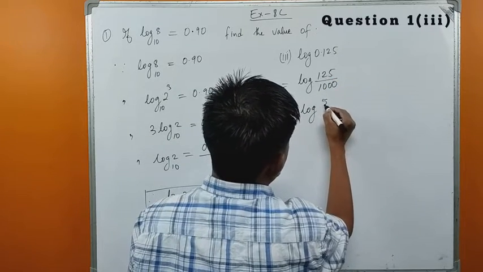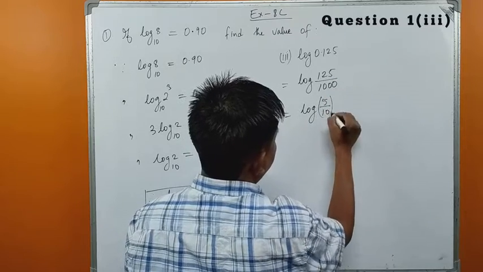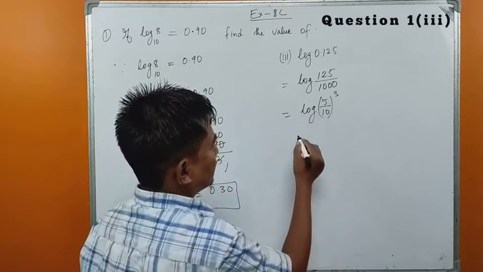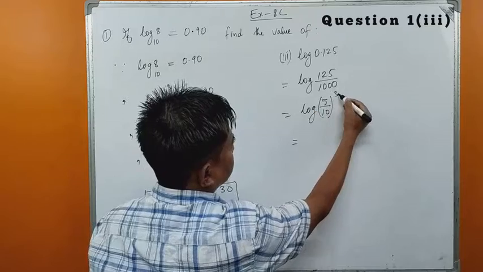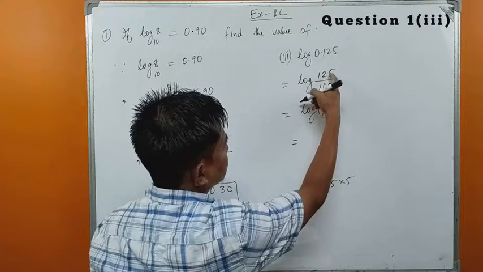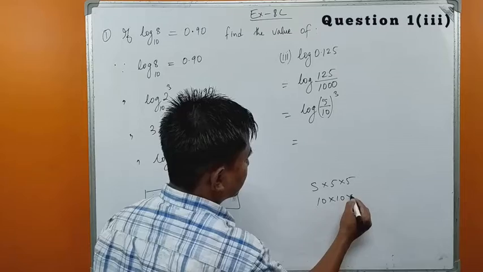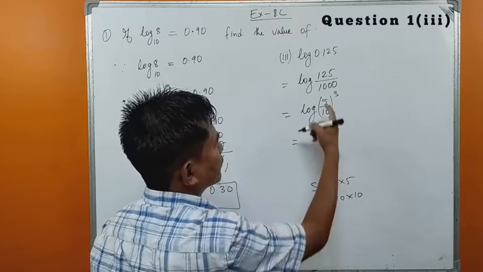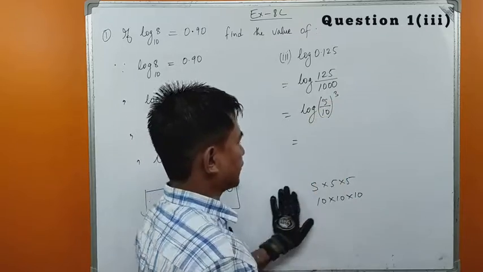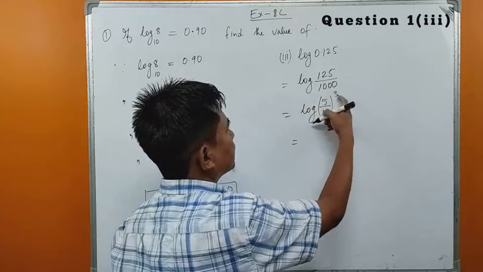125 means 5 cubed, isn't it? 1000 means 10 cubed. Okay, 5 upon 10 whole cubed, isn't it? Are you getting me? 5 cubed is 5 into 5 into 5. This gives us 125. 125 can be written as 5 cubed. And 1000 means 10 into 10 into 10. When you multiply 10 3 times, you get 1000, isn't it? So this cube is for both the numbers, numerator and denominator. Okay, so 5 cubed means 125, 10 cubed means 1000.